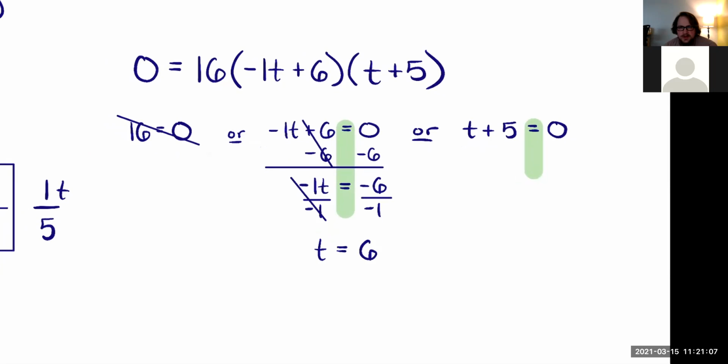How would you solve the second one? Subtract 5 from both sides. I get t equals negative 5. And so now I have found two solutions. But wait, there was a story attached to this. And t actually represented something. In this case, time. And Leanna, I heard you say it softly. Time cannot be negative.